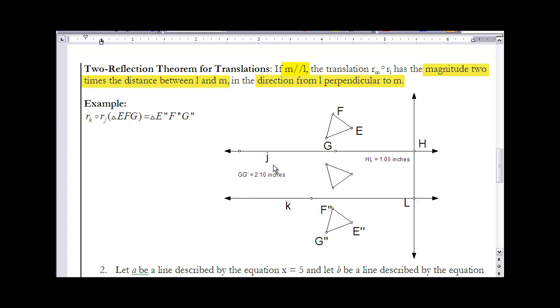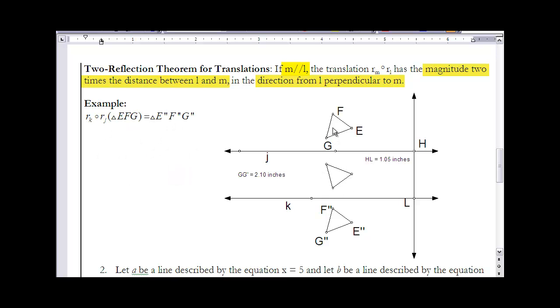My lines are J and K, and I'm doing the reflection over K following the reflection over J of triangle EFG, and I get the image, which is E double prime, F double prime, G double prime. So I'm going from here to here. This is just work to help me get there. Okay, so let's look at how that works.